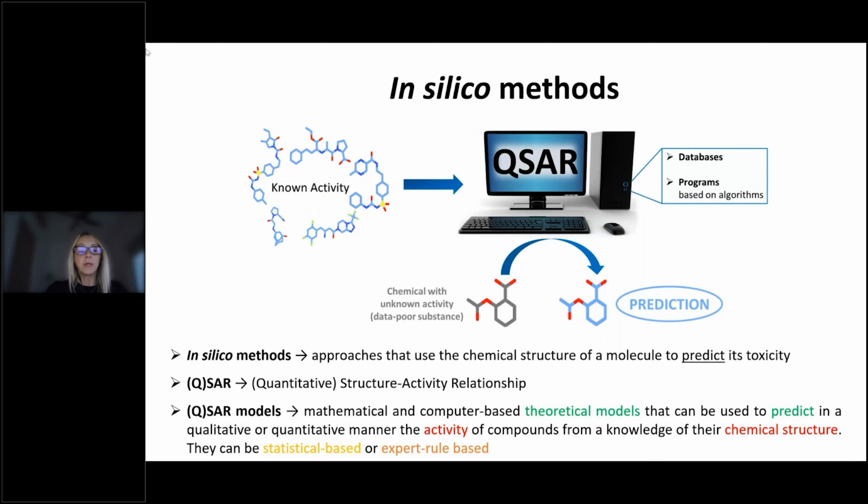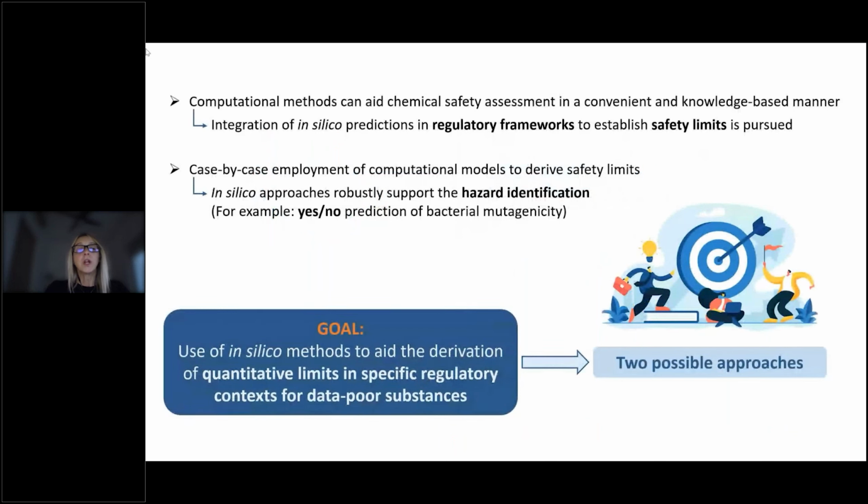QSAR models can be statistically based models or expert rule-based models, and these two different methodologies have different advantages and disadvantages, and as a consequence of that, their combined use is often suggested and recommended in many different regulatory and scientific contexts, and I will come back to this concept in a few slides. Computational methods can support the chemical safety assessment in a convenient and in a knowledge-based manner.